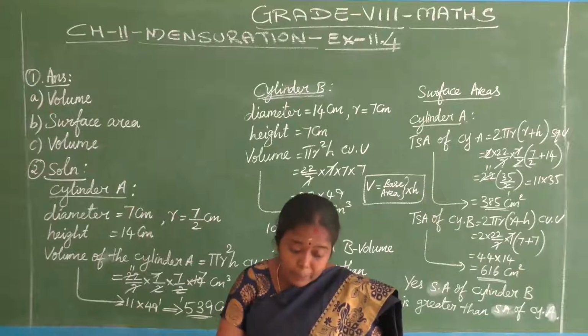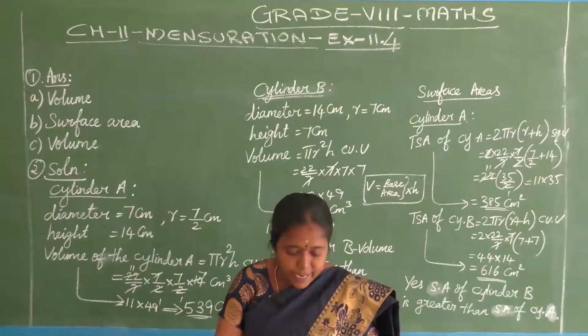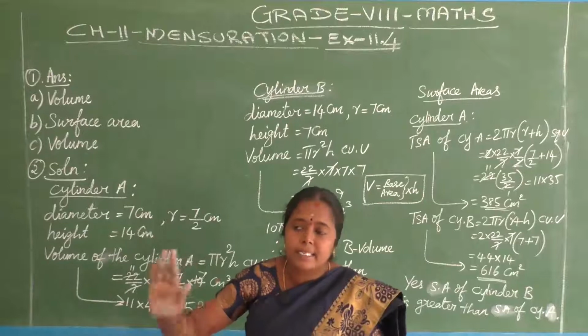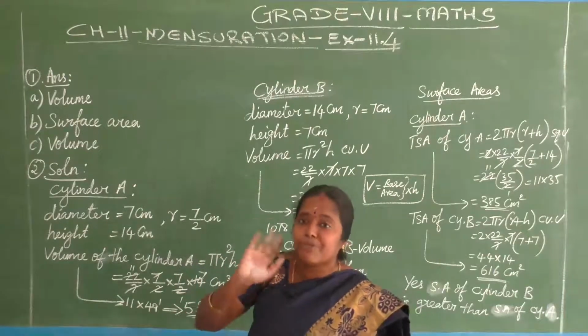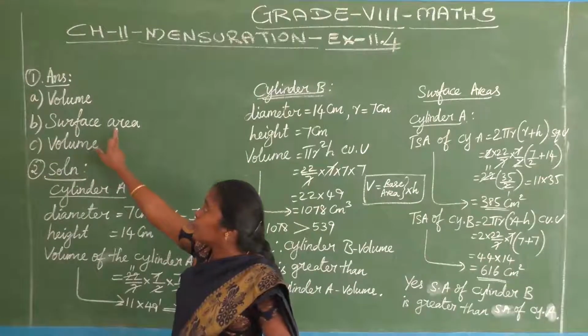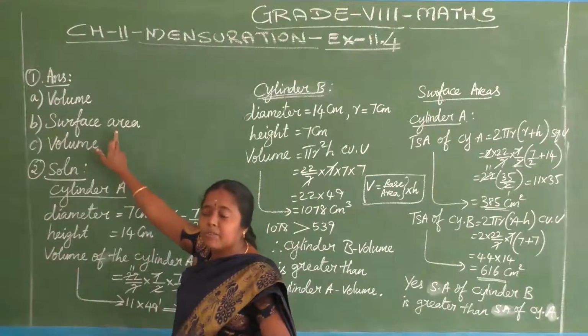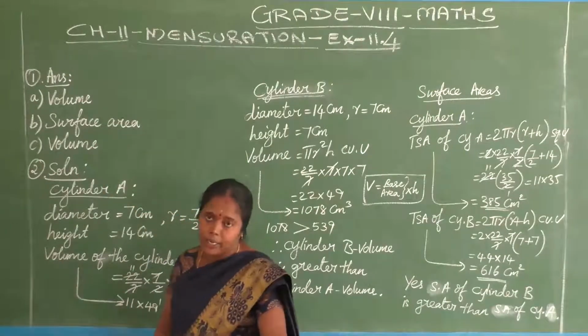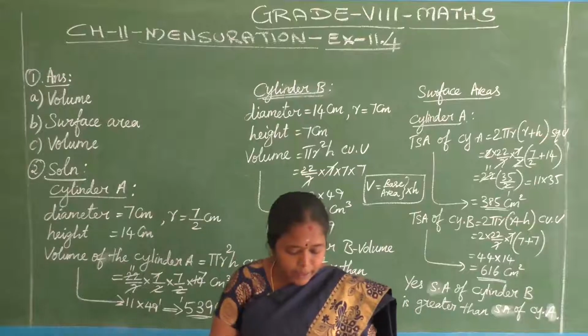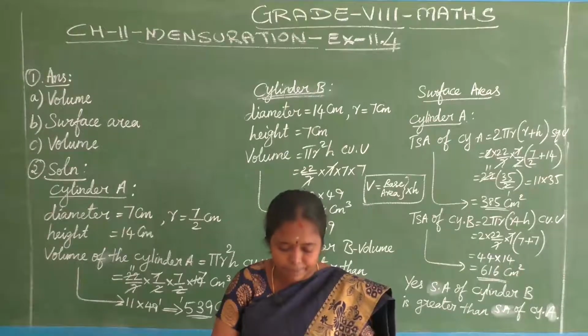Okay, what will you do? The number of cement bags required to plaster the cylindrical tank. Here definitely we will find surface area only. So in this situation, we won't find the volume of the cylindrical tank, we will find surface area only. Clear? Third question, to find the number of smaller tanks that can be filled with water from it.